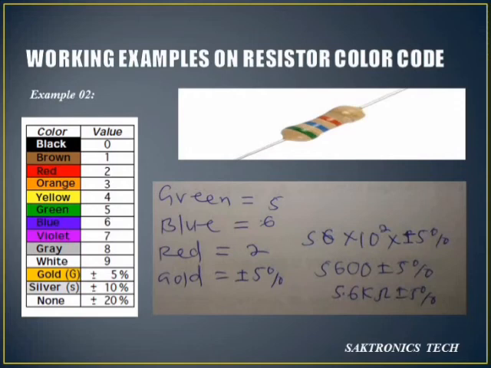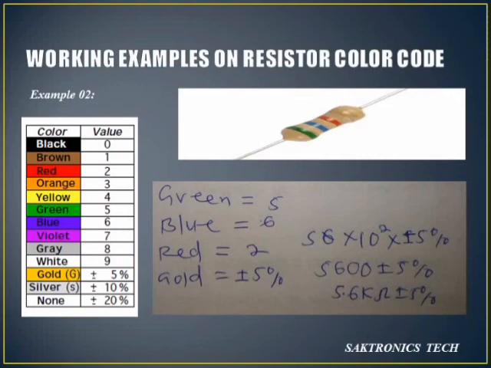Then times our red, which represents 2, and that 2 represents 10 to the power of 2, or 10 times 10, which is going to give us 100. Then we have 100, times plus or minus 5% as our tolerance. So now we have 56 times 100, which gives us 5,600, then times plus or minus 5% gives us 5,600 plus or minus 5%.